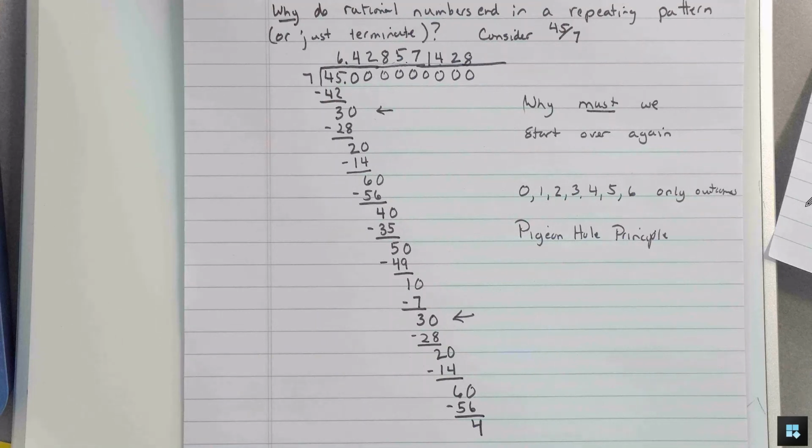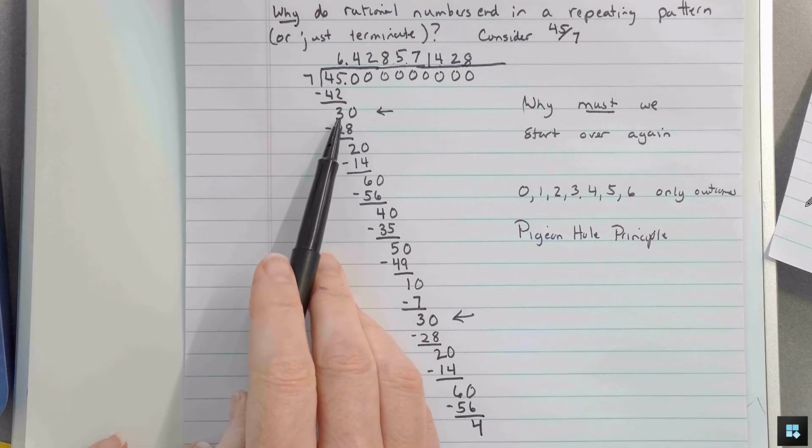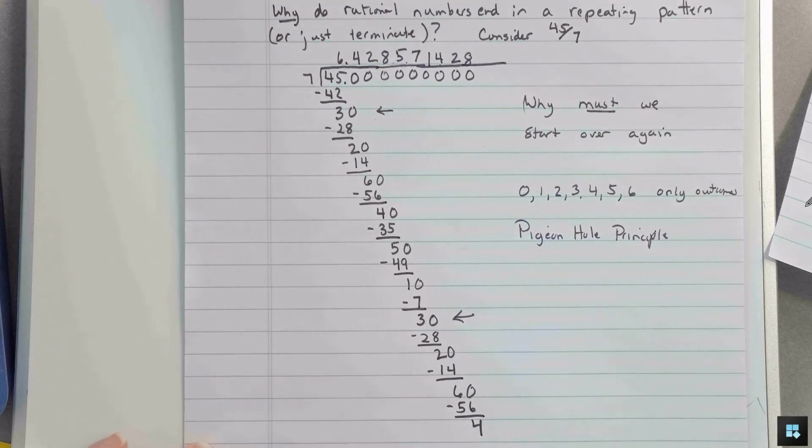And that's what happens. So once you start repeating by subtracting and getting the same number, then you're starting the cycle over again. And that's the same for any rational number. So that's why all rational numbers' decimal expansions either terminate or end in a repeating pattern.